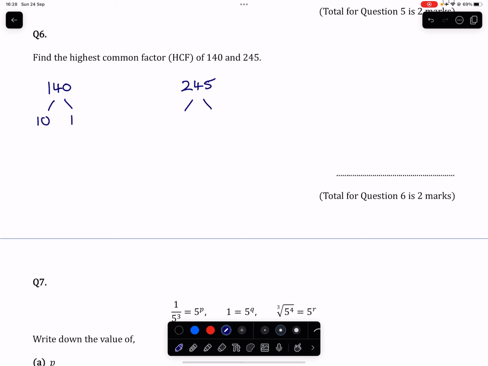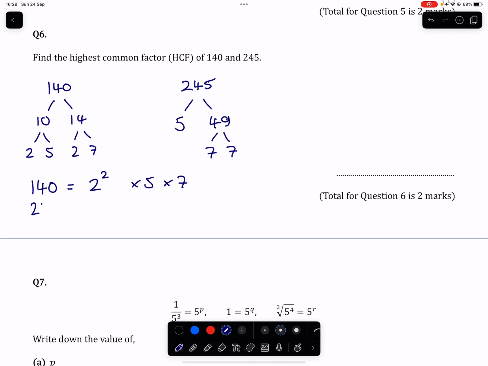So if we break these numbers down into their prime factors, 140 for example could be 10 times 14, followed by 2 times 5 and 2 times 7, like so. So 140 I could write as 2 squared times 5 times 7. 245 can be broken down into 5 and 49, and then 49 can become 7 times 7. So that will give us 245 equals 5 times 7 squared.